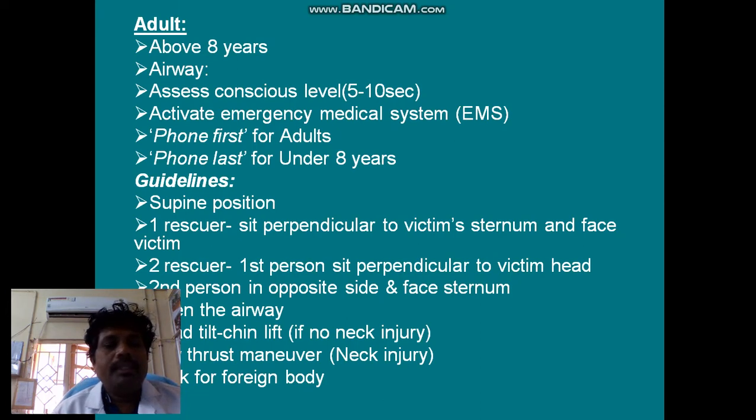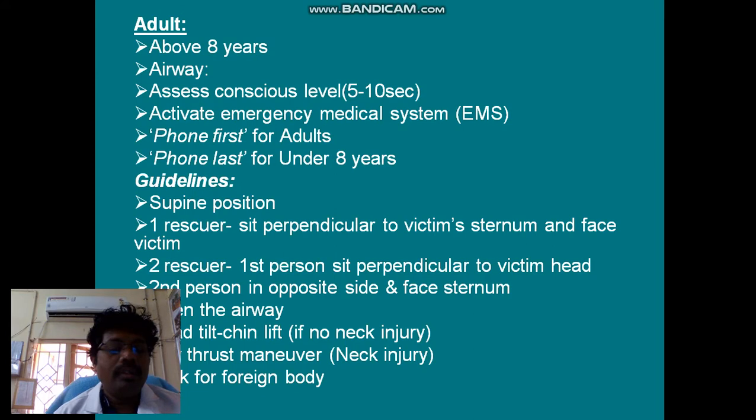Guidelines say it is always better to keep the patient in a supine position. One rescuer sits perpendicular to the victim's sternum and faces the victim. With two rescuers, the first person sits perpendicular to the victim's head, and the second person sits on the opposite side and faces the sternum.